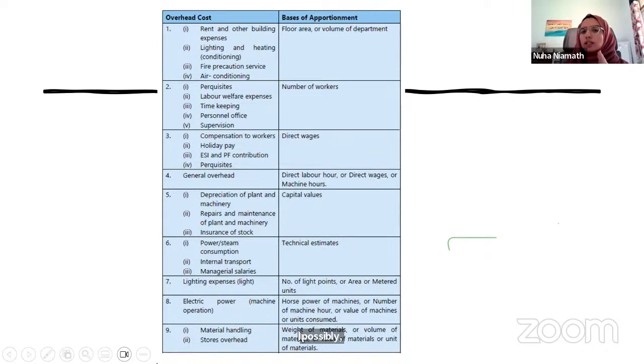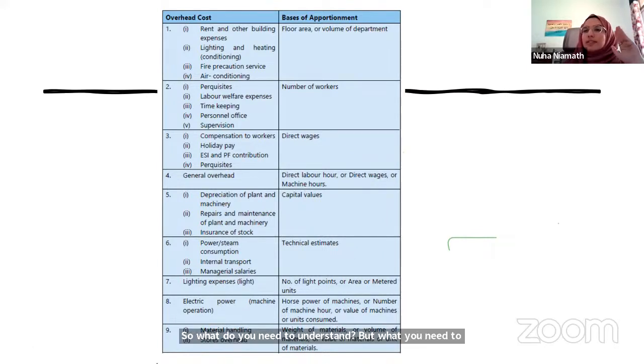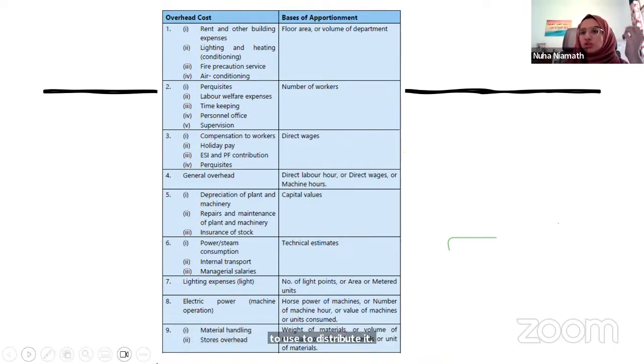You don't have to mug this up, but what you need to understand is there are various ways in which you can allocate expenses and costs to the product or the production department, and these are the bases which we will be using. Generally, if you use just common sense, you will be able to understand what basis to use to distribute it. So the first thing we are going to get into is these allocation and apportionment questions.